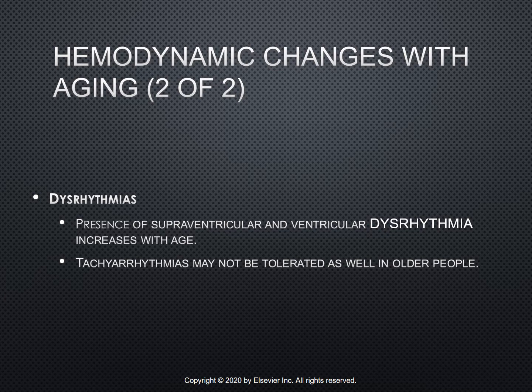And then an arrhythmia, ARRHYTHMIA, is where the rhythm of the heart is either too fast or too slow. And as you see here, tachyarrhythmias may not be well tolerated in older people. So a lot of times, if the patient has an arrhythmia, a pacemaker would be inserted, which is a surgical procedure to help to regulate the too fast or too slow rhythm, okay?